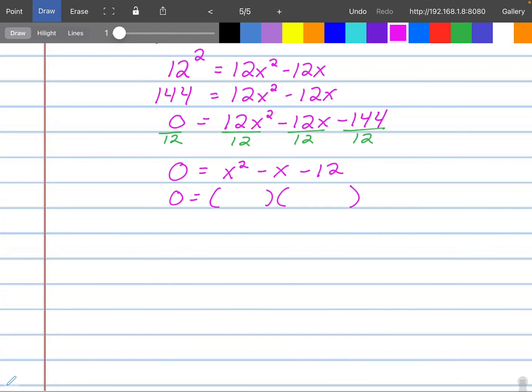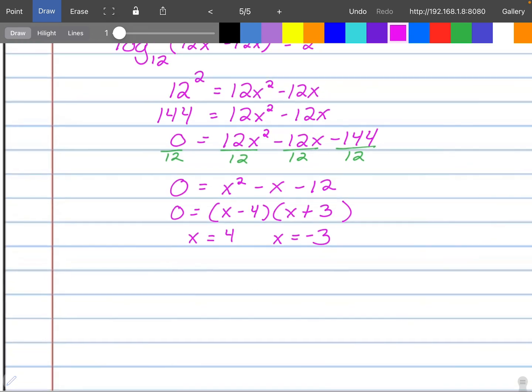So I'm looking for two numbers that multiply to give me -12 and add to give me a -1. And so if I do x minus 4 and x plus 3, we should be good, because -4 times +3 is a -12, and -4 plus 3 is our -1 in the middle. So we're good there. Now we need to solve these and then make sure that each answer works. So for our first one, if x minus 4 equals 0, that means x equals positive 4. Then if x plus 3 equals 0, that means x equals negative 3.